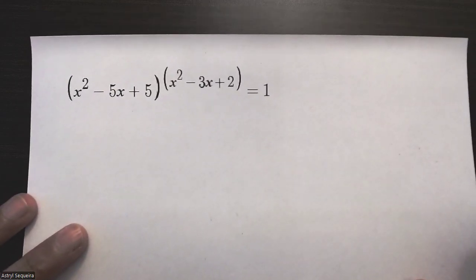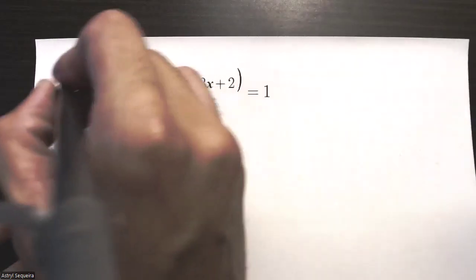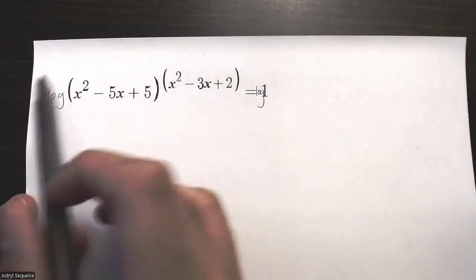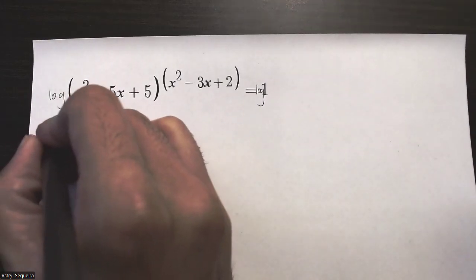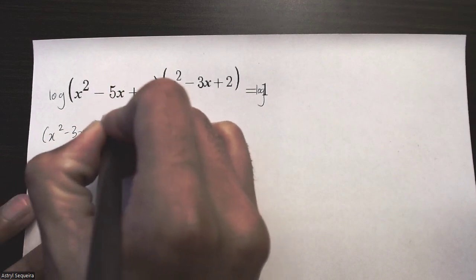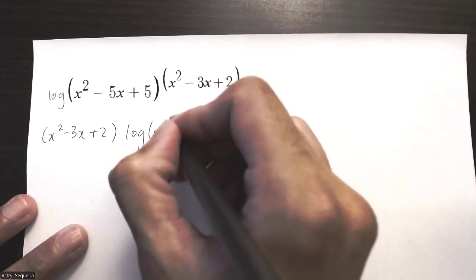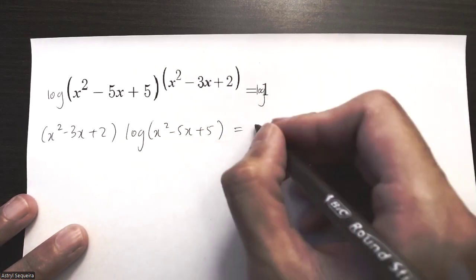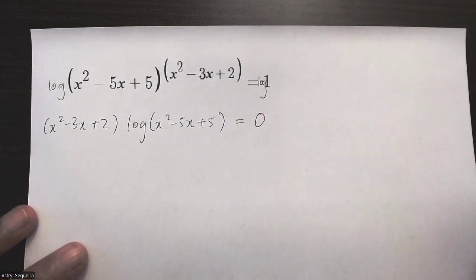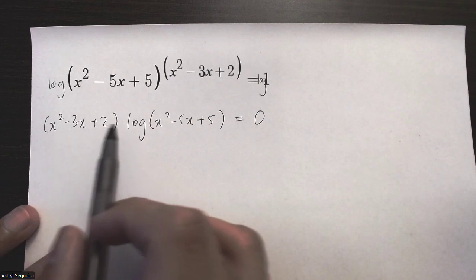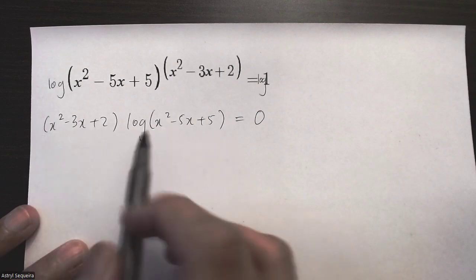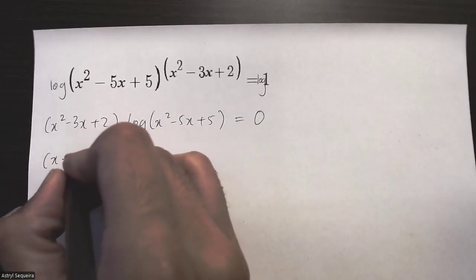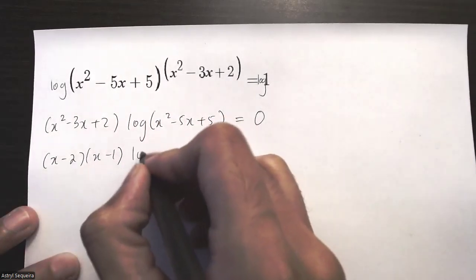If I want to do the algebra method, the first thing I'm going to do is log both sides. And then I'm going to bring down the exponent using the rules of log. Log of 1 is just 0. And now I'm just going to factor this one over here. You don't really need to factor that one over there. I'll explain why in a second. So that's just x minus 2 and x minus 1 as a simple trinomial.